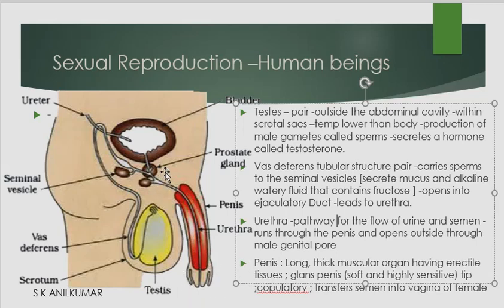The penis is the long, thick, muscular organ having erectile tissues. The glans penis is the soft, highly sensitive tip. The penis is the organ that helps in copulation. It is the organ through which the semen is transferred into the vagina. The penis is the male sex organ. So this is about the male.